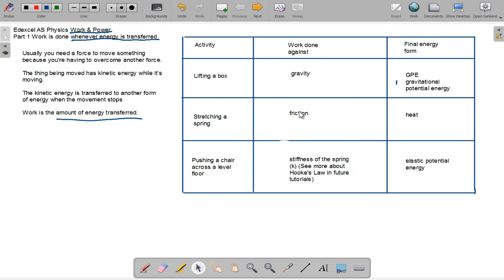So pushing the chair across level floor, it's done against friction, and it is output as heat. And stretching the spring, the stiffness of the spring is the constant k. See more about Hooke's law in future tutorials. And the final energy form is elastic potential energy.